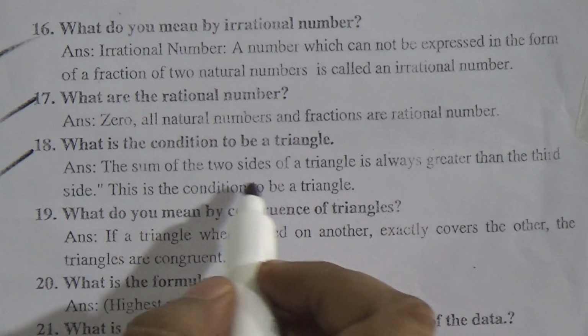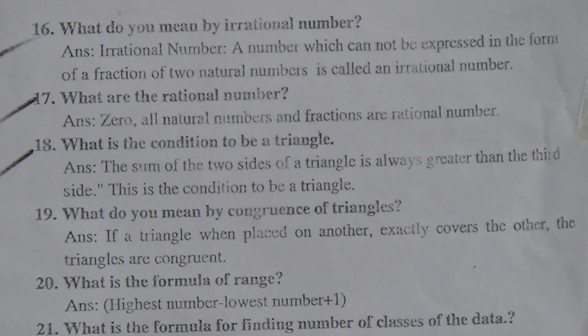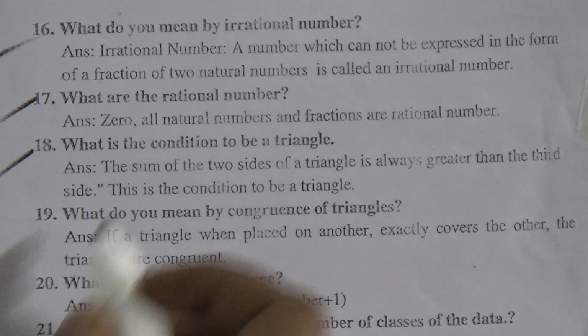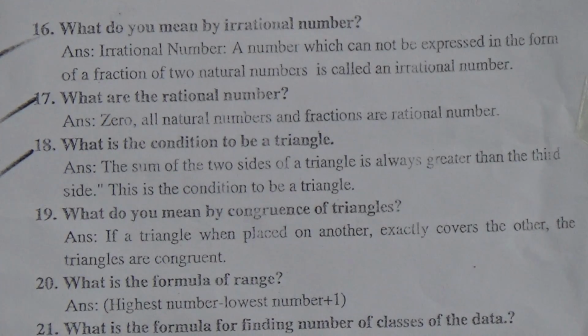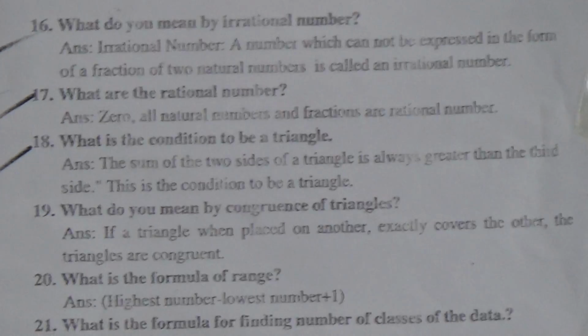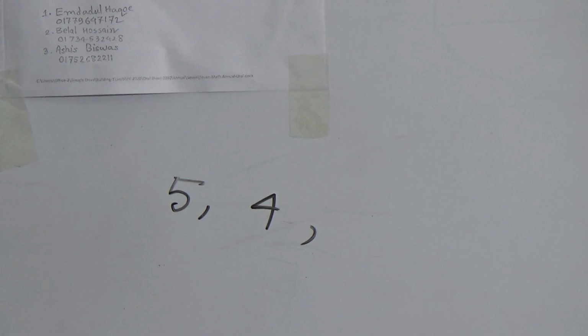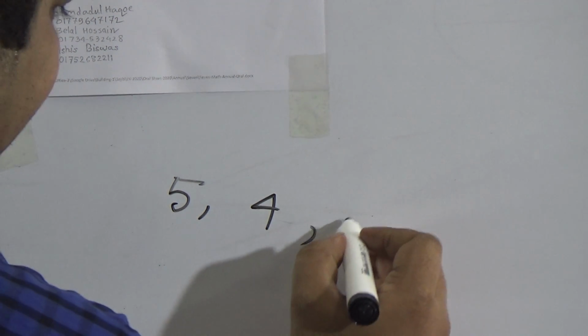The sum of two sides of a triangle is always greater than the third side, and it is the condition to be a triangle. I repeat, the sum of two sides of a triangle is always greater than the third side. Notice 5 and 4. If I add 5 and 4, then it will be 9. So the next number must be greater than these two sides. That means it will be 10.